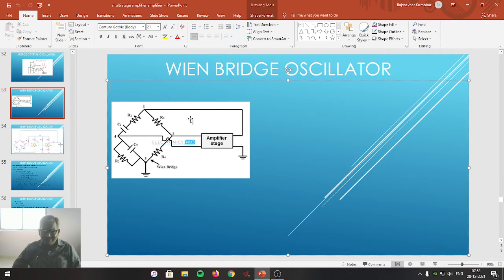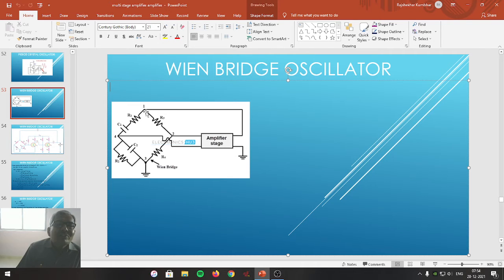Such a type of concept is used to construct the Wien bridge oscillator. Friends, so that's what is represented here. This is the bridge and this is the amplifier. In short, the Wien bridge oscillator contains two broad parts. One is a bridge and the second one is an amplifier. The output of the bridge is going to act as an input to the amplifier, and the output of the amplifier is going to act as an input to the bridge. Very simple concept.